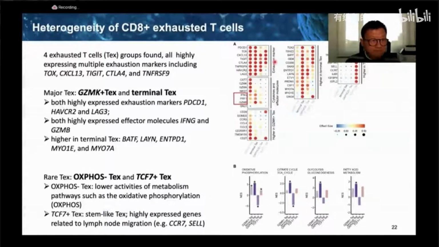But there are also two relatively rare populations. One is what we call the OX negative TX. The other is the TCF7 positive or progenitor TX cells. The OX negative TX here has the main feature of lower metabolism rates, mostly reflected in oxidative phosphorylation and other pathways. So they are relatively inactive cells. But TCF7 positive cells are more like stem cells, so they are commonly called the progenitor TX cells. They highly express the genes that are related to lymph node migration, including CCR7 and SELL.